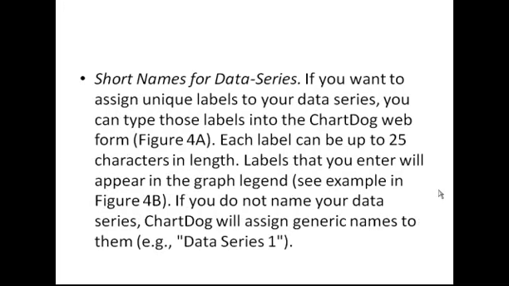Now you can give short names for data series. If you want to assign a unique name to the data series, you can do that. Labels can be up to 25 characters in length. Remember, that's counting your spaces, periods, any dashes, anything that you want to put in there. Labels that you enter will appear in the graph legend. So they're going to have to be able to read the graph legend in order to read this different label. If you don't name your data, the ChartDog will assign generic names to them, like data series 1.